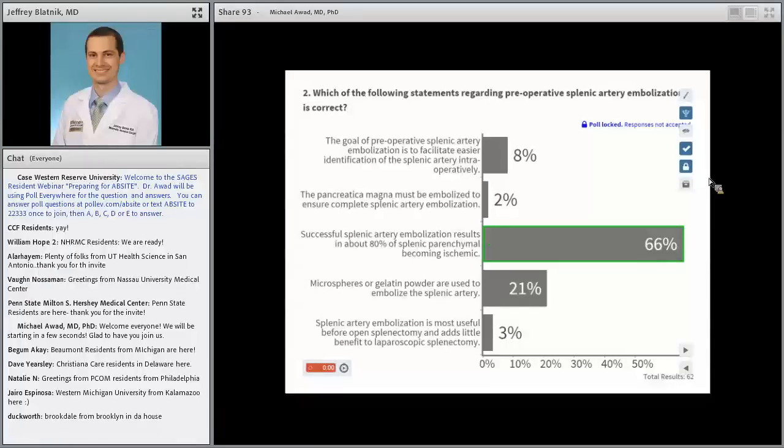And so good. So C is the correct answer. So 66% of the people got it right. So just to briefly cover all the other things, it doesn't necessarily help you identify the splenic artery. They usually use small coils, which is the kind of the counteraction to letter C. But you usually can't feel those. As far as the pancreatica magna, you want to try and preserve it so you don't make the tail of the pancreas ischemic. Microspheres or gelatin powder do have a tendency to travel to other organs and can cause distal ischemia of other organs. And you can actually use this for both laparoscopic and open splenectomy.